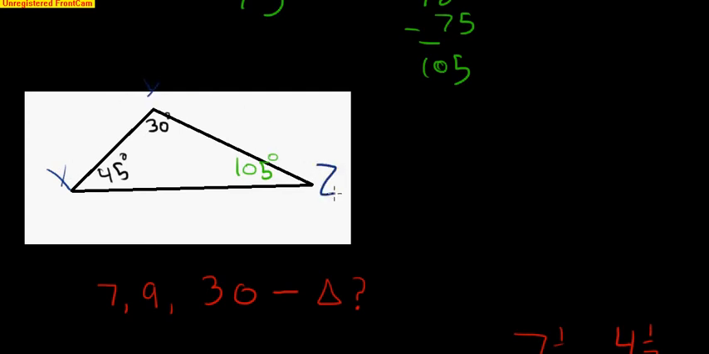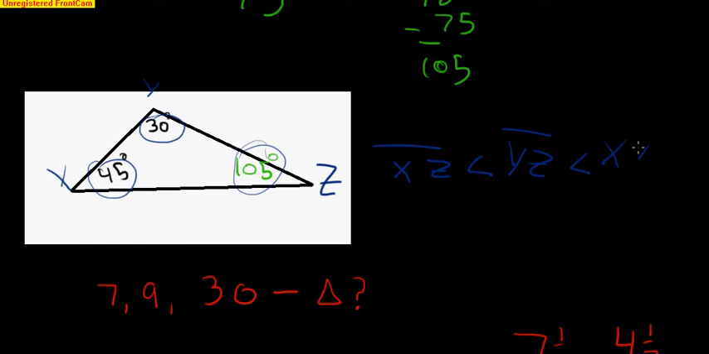Alright, so we're being asked to give the side lengths from the smallest to the largest. We know that 30 is the smallest of these angles, which means that its opposite side, XZ, is going to be the smallest of the sides. So XZ is smaller than everything else to the right of it. We know that 45 is the next smallest, which means its opposite side, YZ, is going to be the second smallest side. We also know that 105 is the largest angle measure. XY is opposite this angle, so we know that XY is going to be the largest of the sides. Alright.